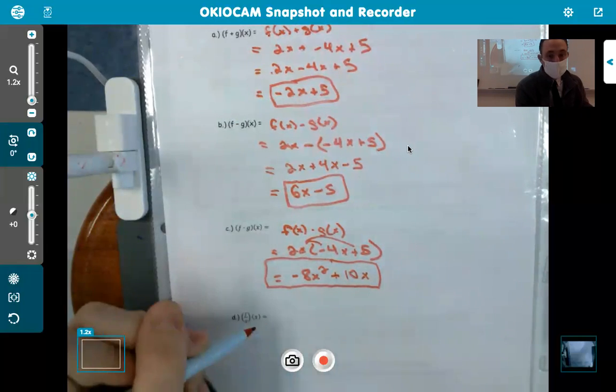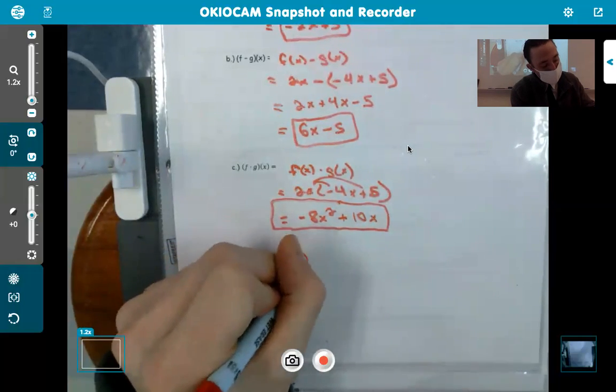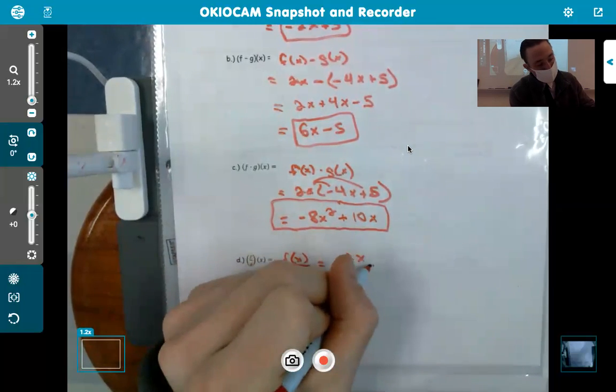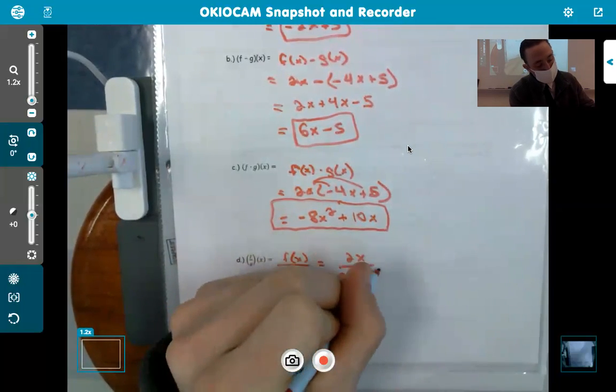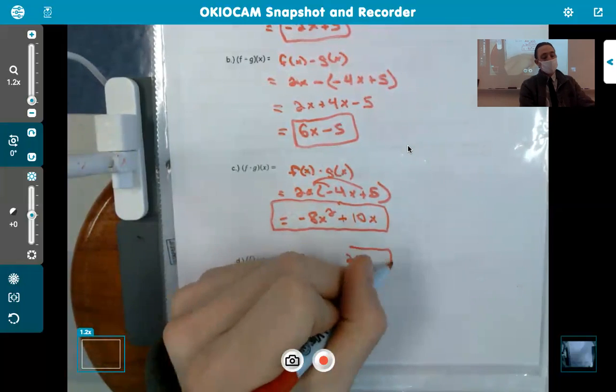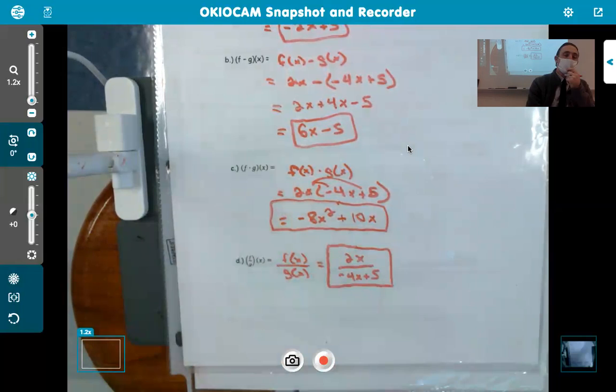Okay. Then in part D, dividing through, so I have f of x divided by g of x, which is 2x over negative 4x plus 5. Can I simplify that at all? No, right? So this is my final answer. But what do I need to make sure that I include along with my final answer? Restrictions. What is my restriction for this?